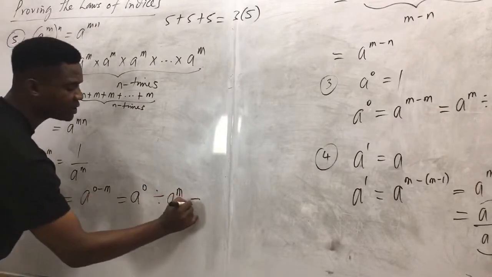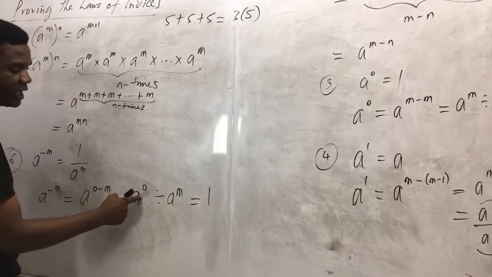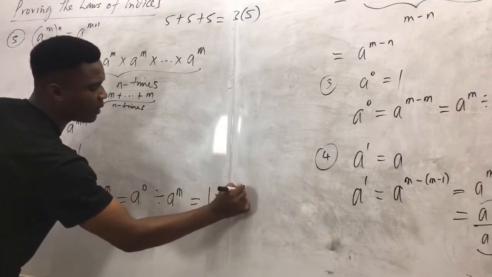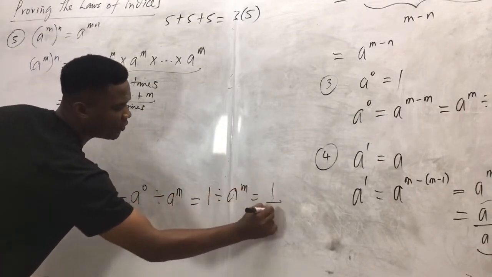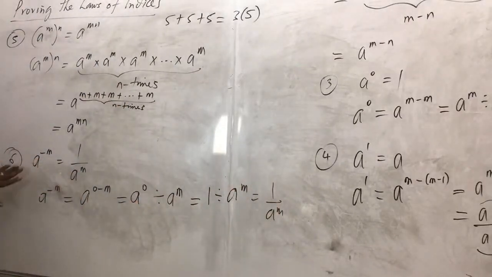And this means 1, because a raised to power 0, according to the zero power law, is 1. So this will be 1 divided by a raised to power n, which can be written as 1 over a raised to power n. And that proves this law to be true. So law number 6 is true.